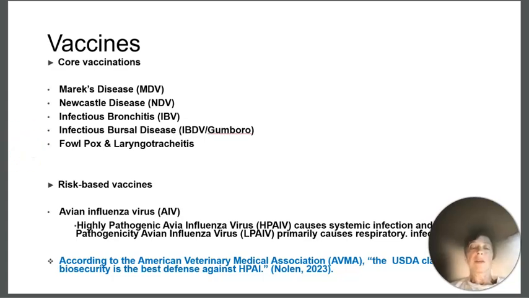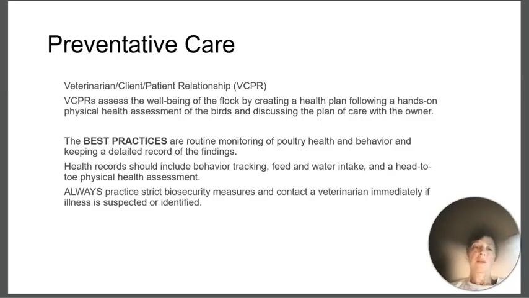So vaccines, just put some information here about the most common vaccines with poultry, and then of course risk-based vaccines. Anytime you move any amount of birds around, avian influenza is a number one. A lot of times farmers will quarantine birds before they introduce them into a flock or move them into a different facility. So it's always important to be mindful of vaccines, and if you can, prophylactically, prevention is key. So here is some information on preventative care.